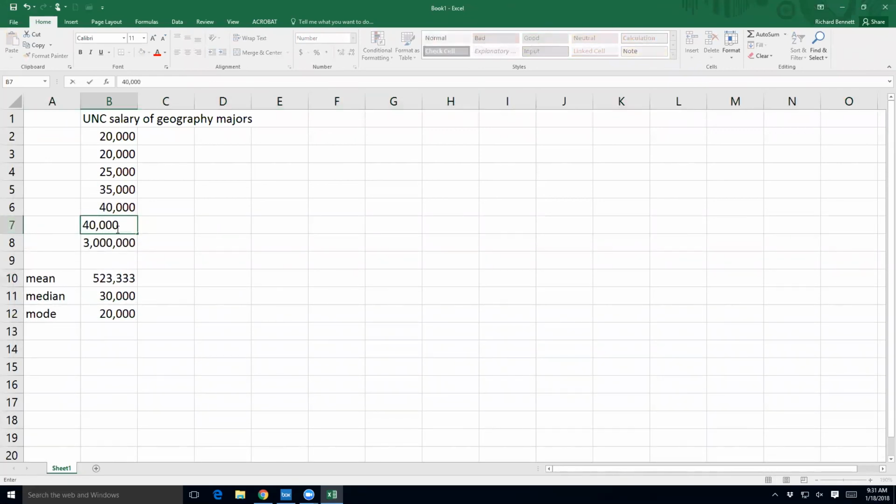Let's say that I added another salary in here and I have $40,000. Okay, I put that in order. What is your mode now? In this case, we have 2 modes. And so the other mode is 40,000. So this is a case where we have 2 modes.